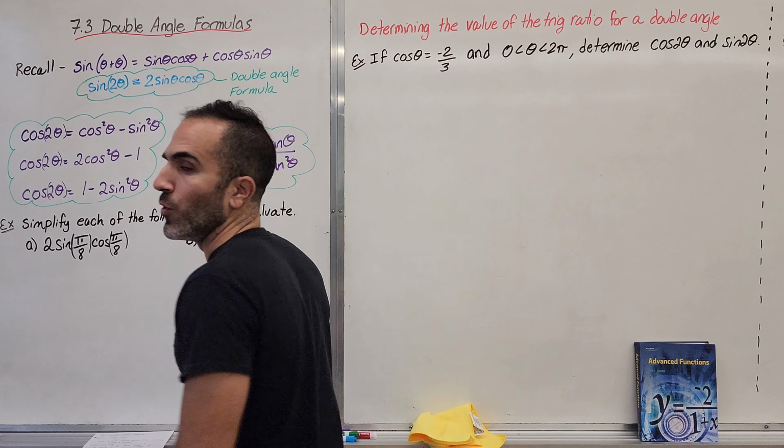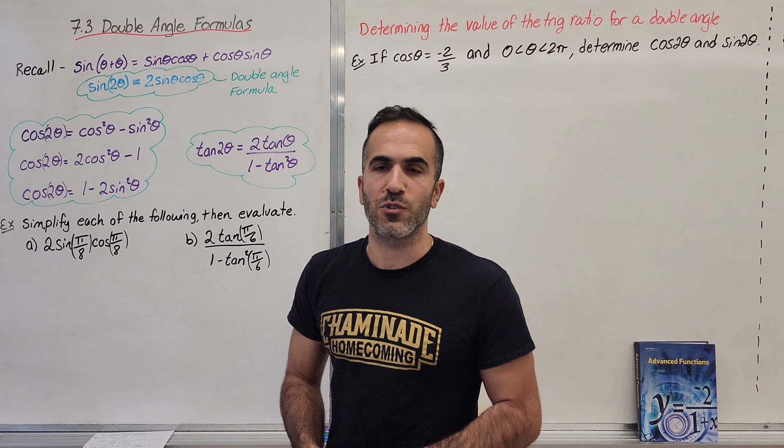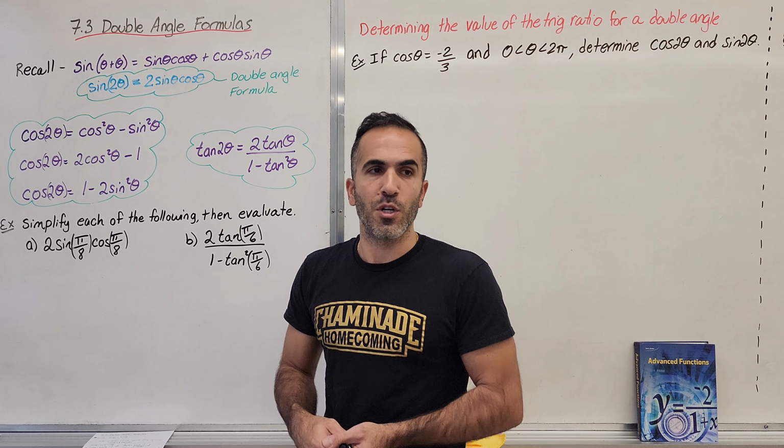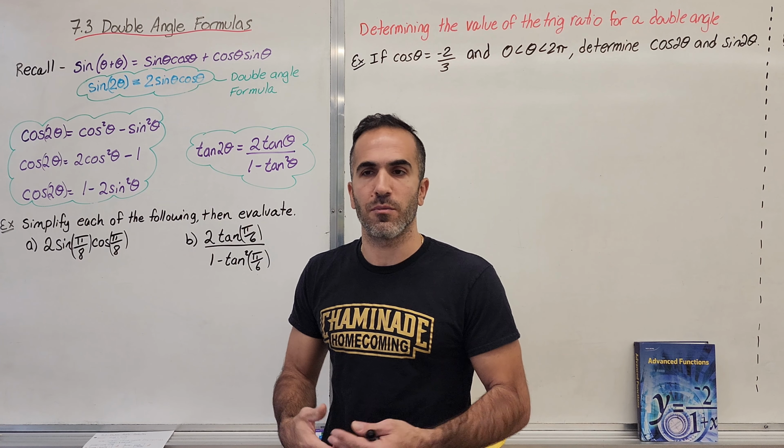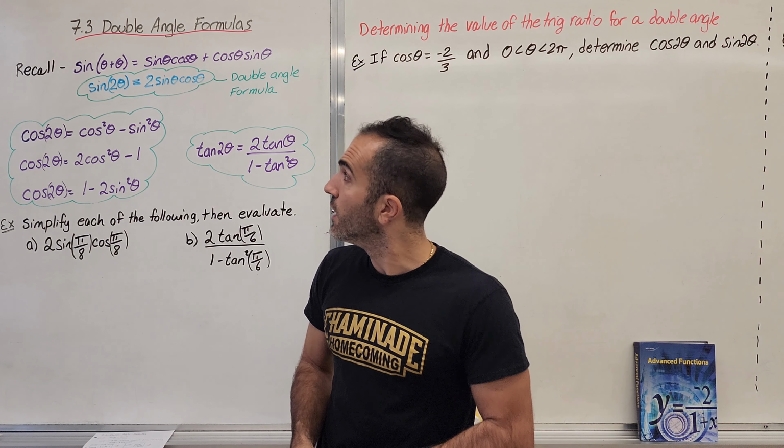Okay, moving on to 7.3. Now we have double angle formulas. So similar to compound angle formulas, you have another bunch of formulas to remember. Jot them down in your formula sheet. Turn to page 416. They're there, listed.